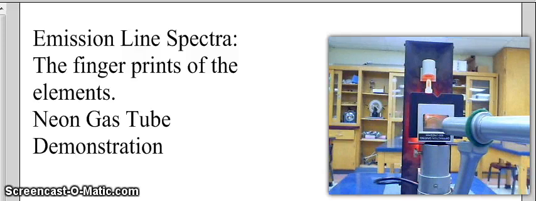And you notice when you look at these emission line spectra, even if an element has a relatively low atomic number, you can still have many spectral lines, as neon gas demonstrates. There's many visible spectral lines for the excited electrons in neon gas.